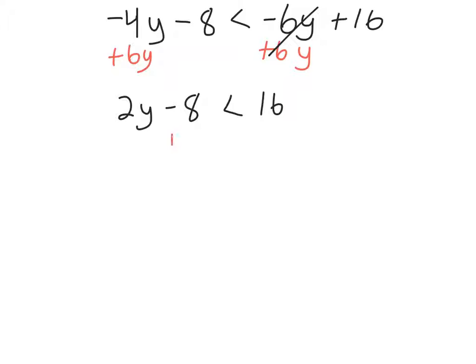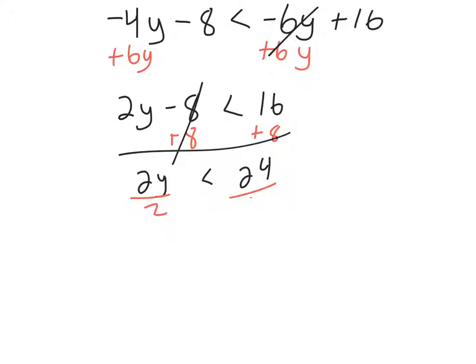I'm going to add 8 to both sides. Add 8 to both sides. 8's cancel. I'm left with 2y is less than 24. And I'm going to divide by 2, both sides. So y is less than 12.